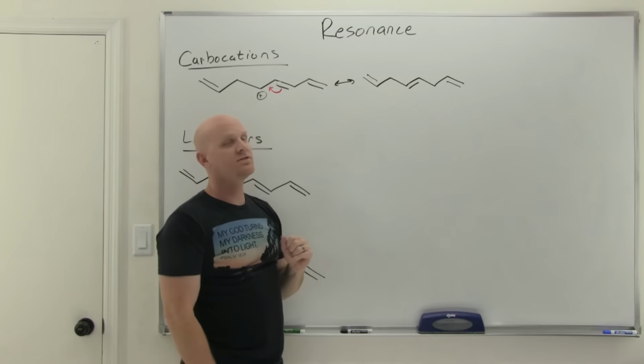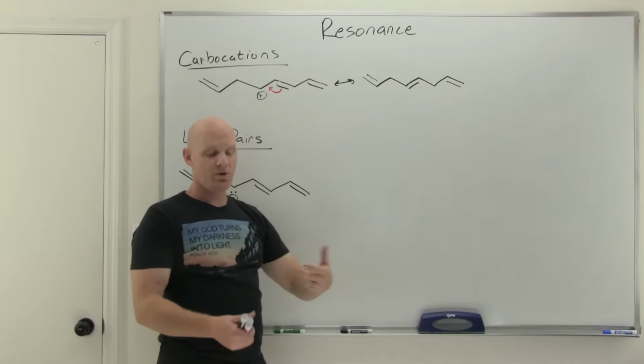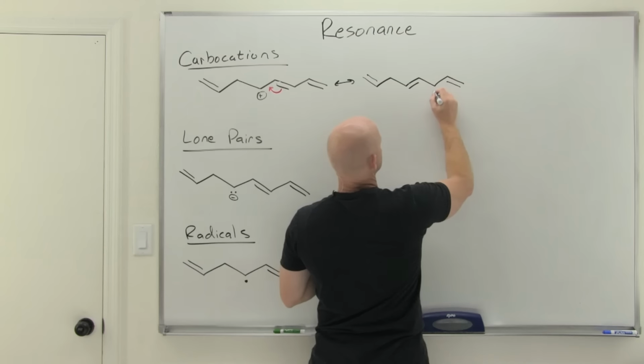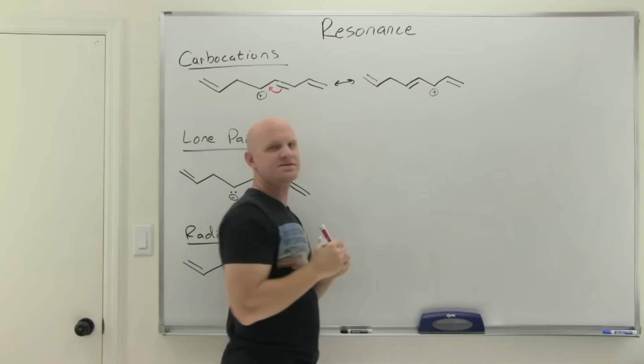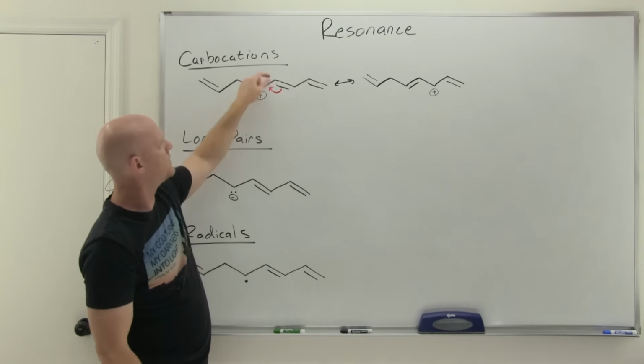However, one of the carbons did lose a bond in the process and will now have a positive formal charge, and that is this one right here, 2 carbons away. Now you might be like, well, why isn't the next one to him?